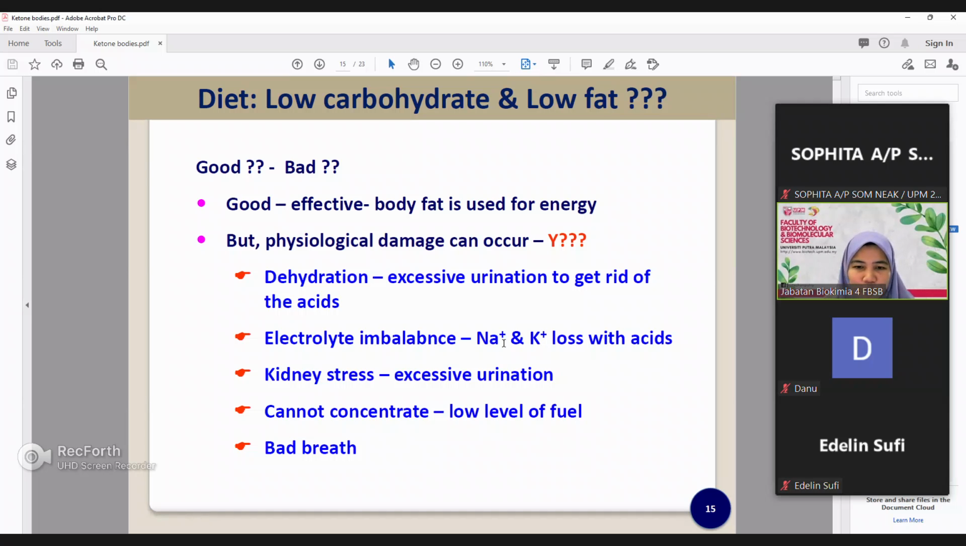Betul tak? Alright, so let's say if you have a very extreme diet, it can cause physiological damage. You will have dehydration, electrolyte imbalance, kidney stress, and it can be bad. Alright. Okay, sama juga.